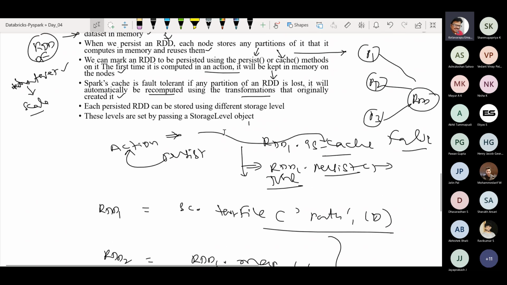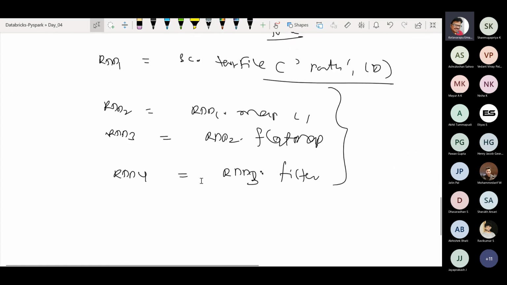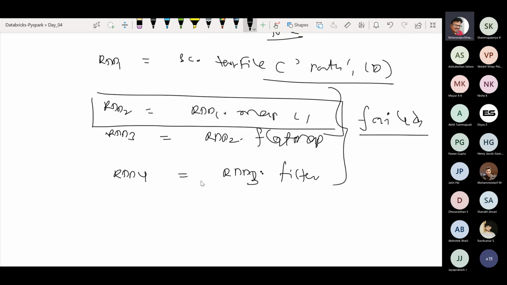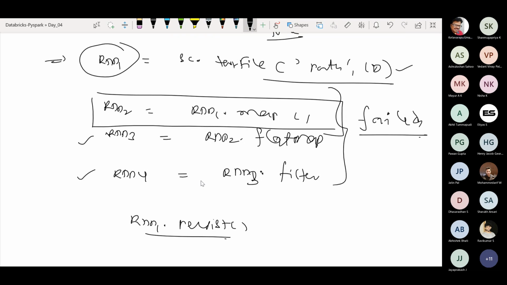Now what they are saying here is, suppose any partition of an RDD is lost. Assume that our RDD2 partition failed. Now you see the immediate effect is on RDD3 and RDD4. But you have applied the persist mechanism on RDD1, so automatically you need not worry about RDD1. Its partitions are available in memory, and RDD2 will just be recomputed through the transformation, and then whichever dependent RDDs are there in the sequence will be computed.